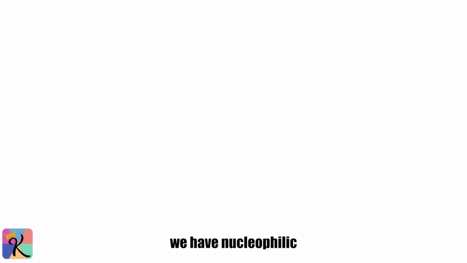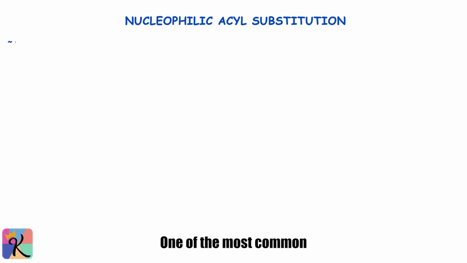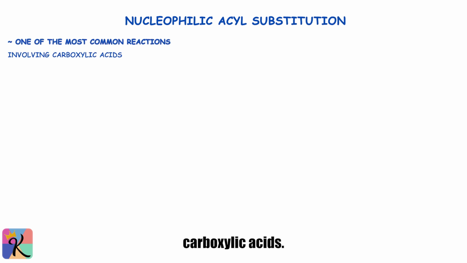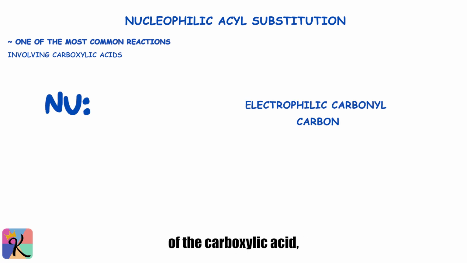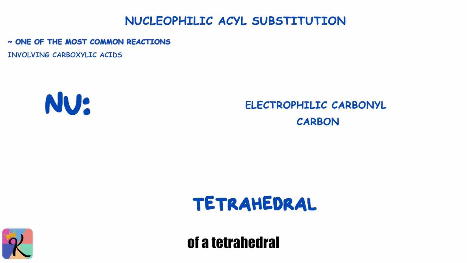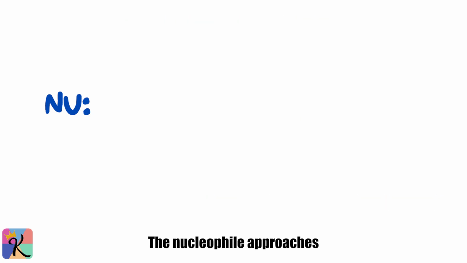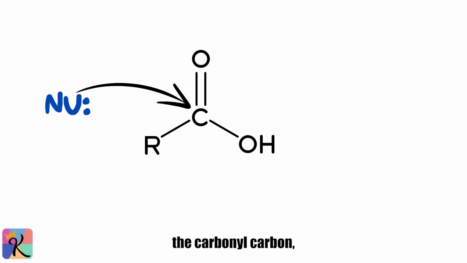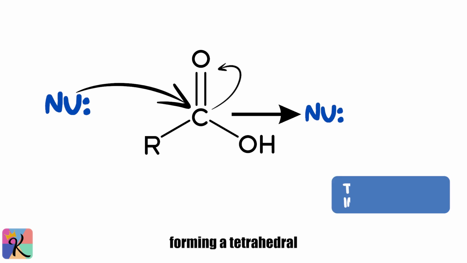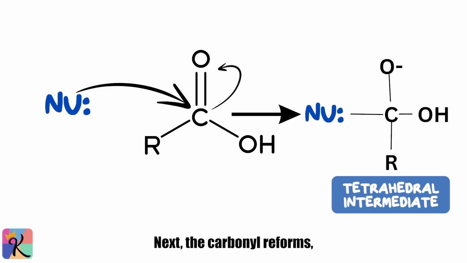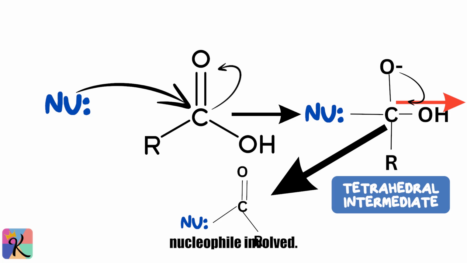Next up, we have nucleophilic acyl substitution, one of the most common reactions involving carboxylic acids. This reaction is characterized by a nucleophile attacking the electrophilic carbonyl carbon of the carboxylic acid, which leads to the formation of a tetrahedral intermediate. Here's how it unfolds. The nucleophile approaches and attacks the carbonyl carbon, which temporarily breaks the carbonyl's double bond, forming a tetrahedral intermediate. Next, the carbonyl reforms, pushing out a leaving group in the process. This reaction is versatile and can produce several different compounds depending on the nucleophile involved.